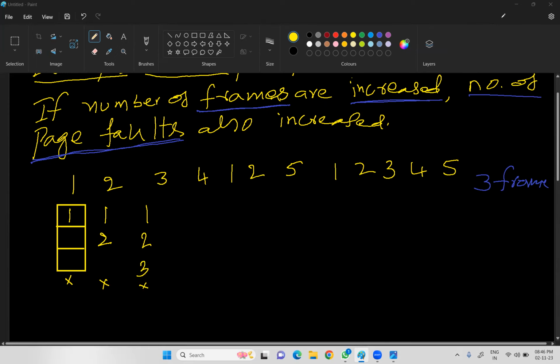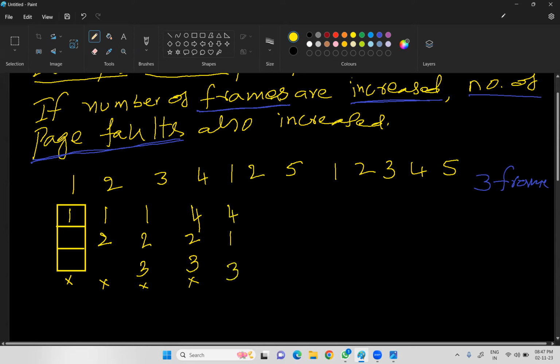Then the fourth page arrives to execute. Which frame is going to be replaced? The first introduced page was 1, so it is replaced: 4, 2, 3. Then 1 is not available, so 4, 1, 3.